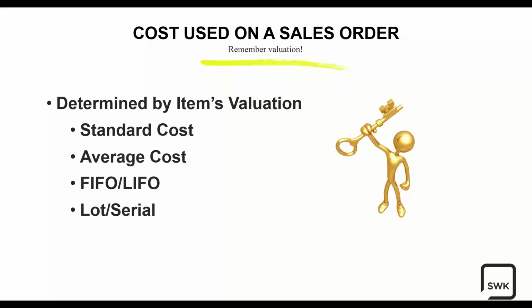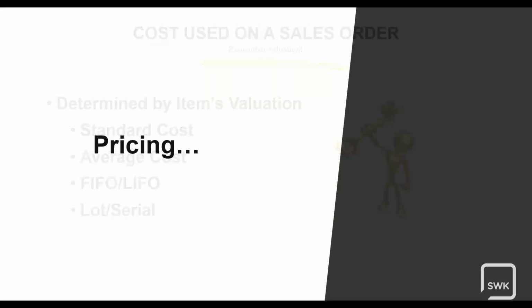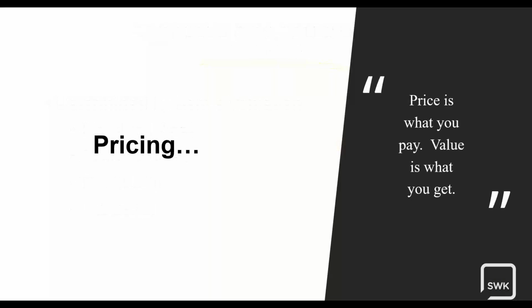For lot or serial valuations, the actual cost is also maintained when items are received based on either the lot or serial number. So lot applies to a group of items associated with the same number, and serial means you have one serial number per item. When sold, the user has to choose which lot or serial number is being sold, and the appropriate actual cost of that item is used. So the key there is to remember your valuation.